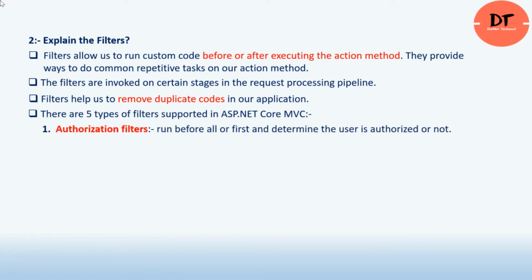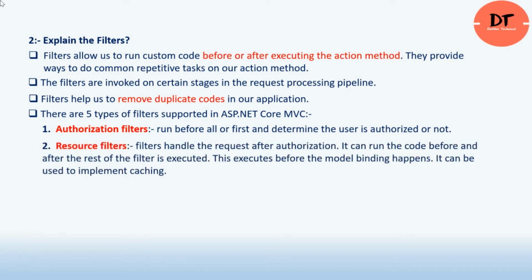The first one, authorization filter. Authorization filters are executed first. This filter helps us determine whether the user is authorized for the current request. It can short circuit the pipeline if the user is not authenticated for the current request. We can also create a custom authentication filter.